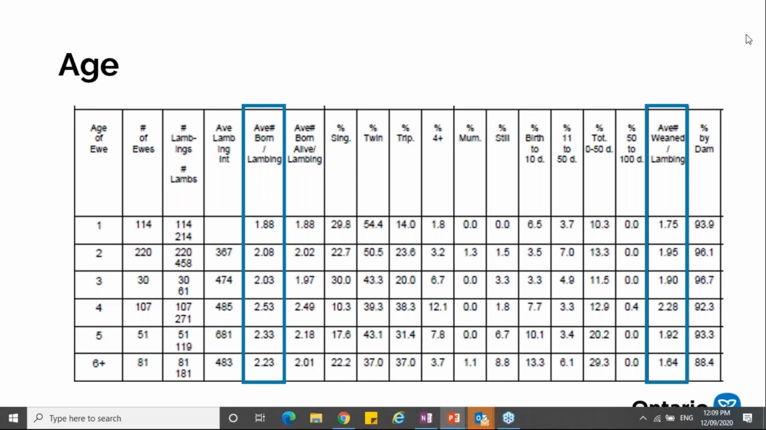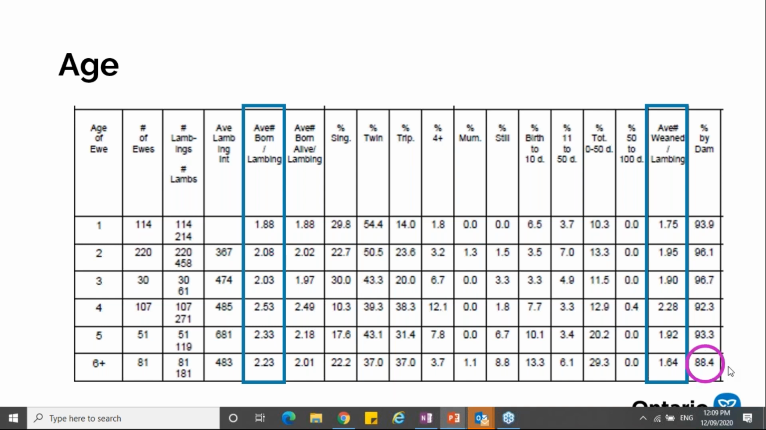And so when we look across this chart, we've got average number weaned per lambing. And so now we start to see a different picture, right? So we get to weaning, what's going on now. And so when we look at these 6 plus year old ewes, all of a sudden they're not raising as many lambs as those 1 year olds. And so that changes what we think about them.